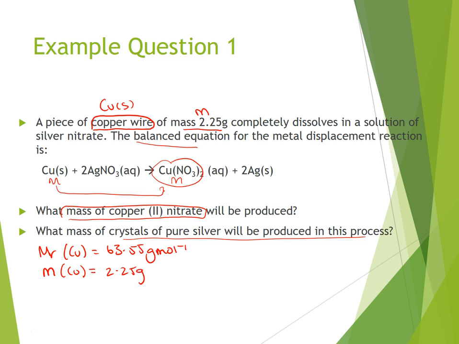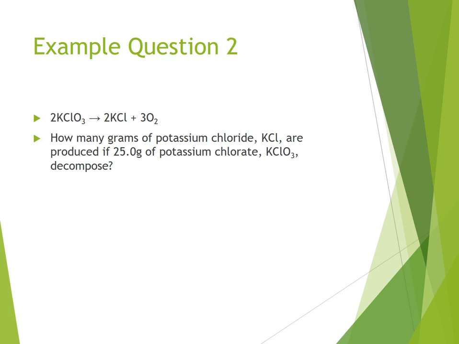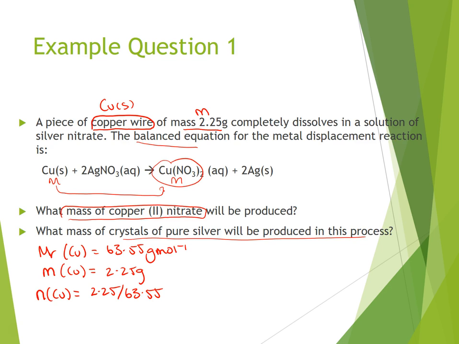So what we can do here, first things first, if you think about this, we can find n. So n of copper is going to be equal to 2.25 divided by 63.55. So 2.25 divided by 63.55 is going to be equal to 0.0354 mole.